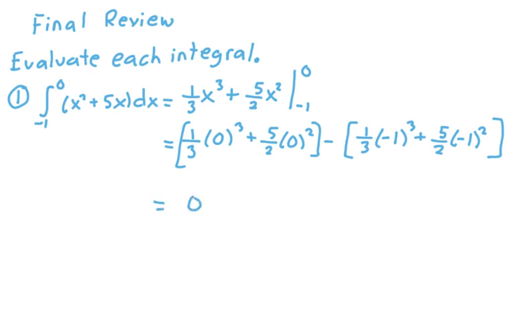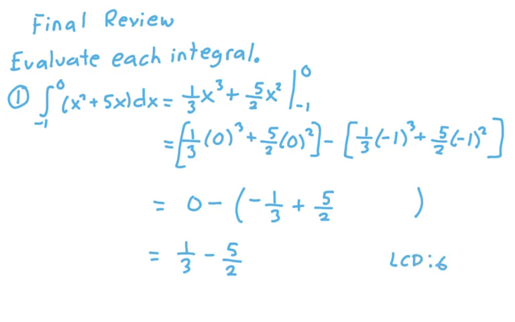So this is 0 minus, in parentheses, I get -1/3 plus 5/2, which is 1/3 minus 5/2. So notice that the lowest common denominator here is 6. And so I'm going to build each fraction to have a 6 in the bottom. So in the second fraction, I multiply numerator and denominator by 3. In the first fraction, I multiply numerator and denominator by 2.